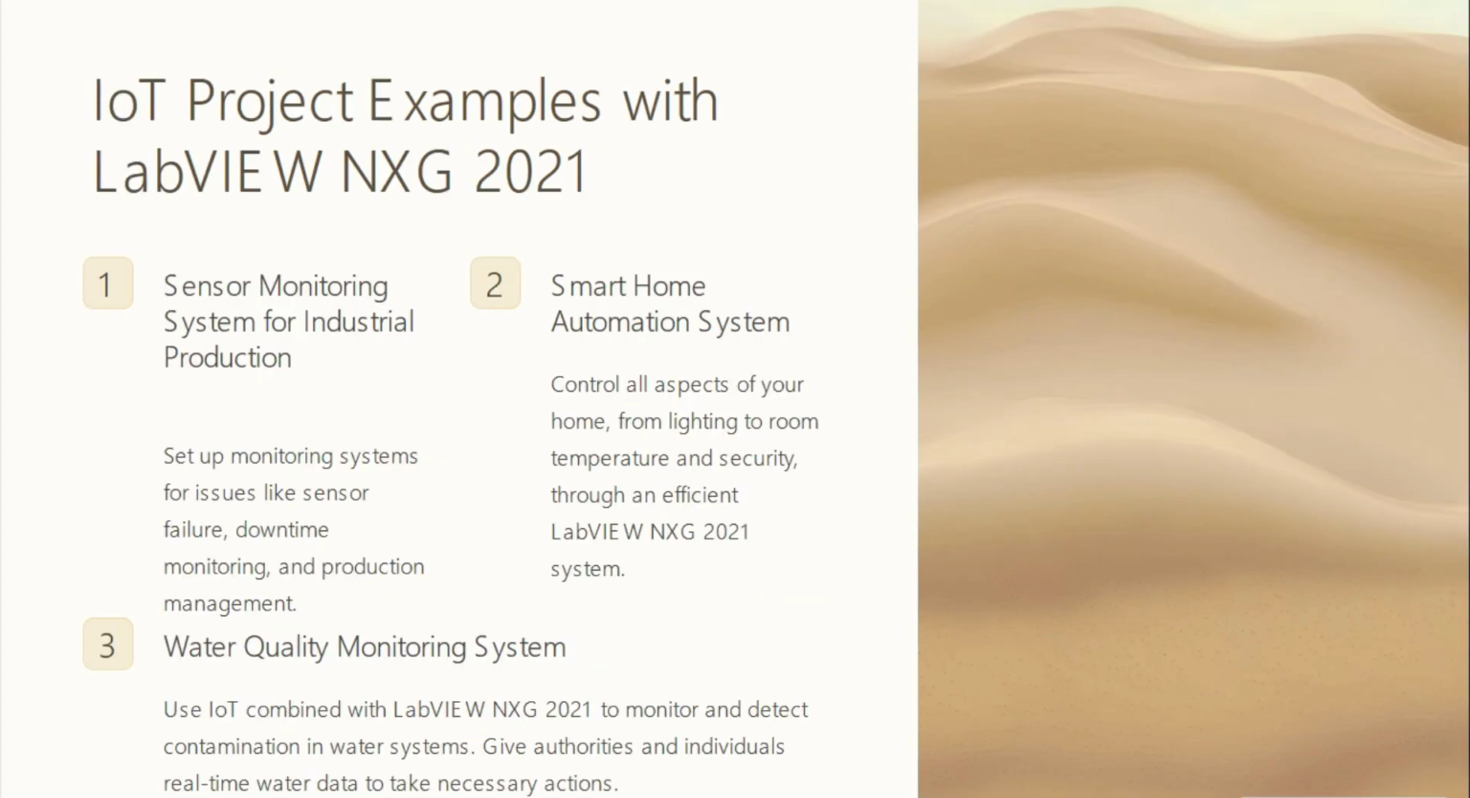Okay, IoT project examples, like a sensor monitoring system for industrial production. For example, if we have to grab the data of pressure, temperature, flow, etc. For smart home automation, we can use this. For measuring the quality of water, we can use this platform. These are some basic examples of IoT projects using LabVIEW NXG.